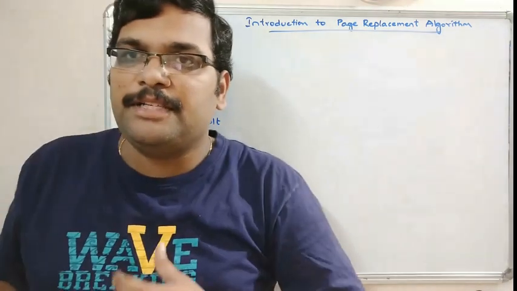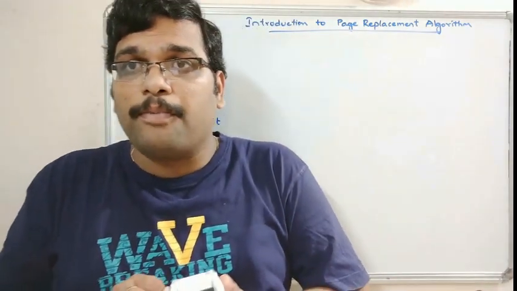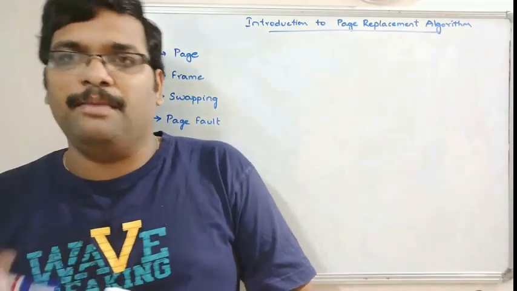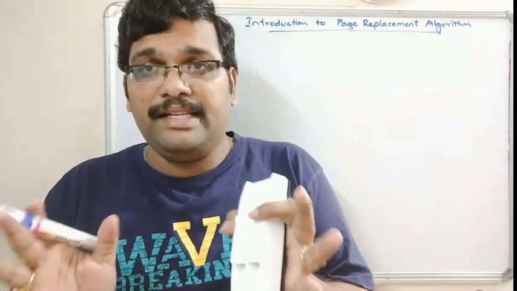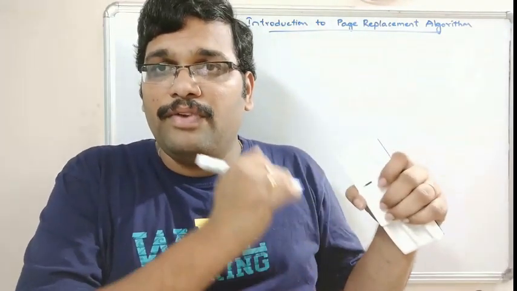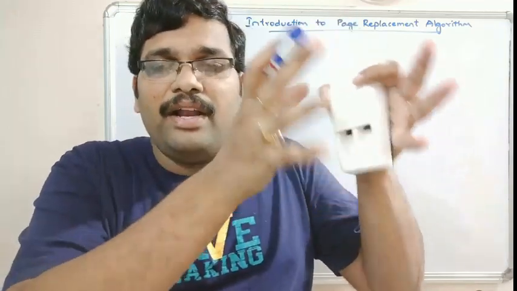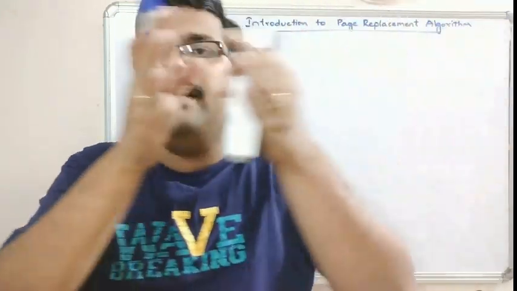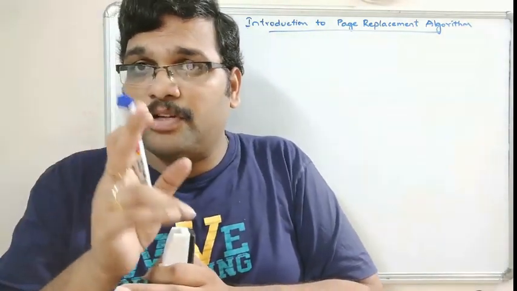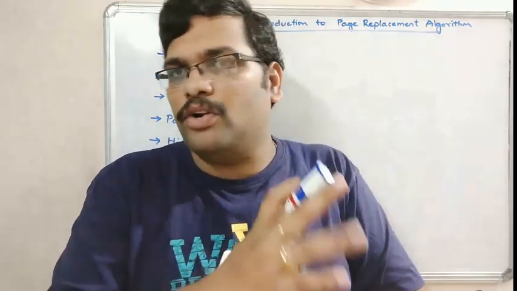Now coming to the page replacement algorithm, we know that the processor will load the process which is going to be executed into the main memory from the secondary memory. All the files and all the processes will be stored in the secondary memory. Whenever we are loading a file or process, it will be loaded into the main memory and then it will be executed. So for execution, the process should be loaded from the secondary memory to main memory. That is an important concept.